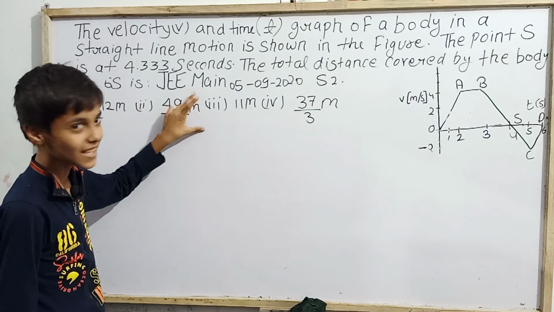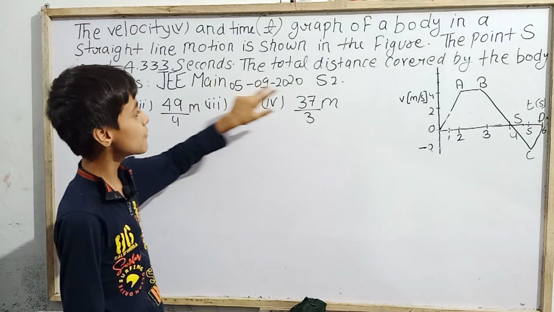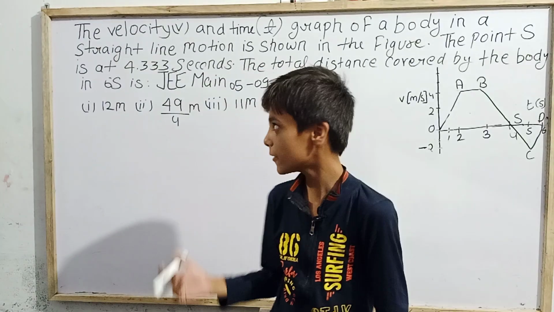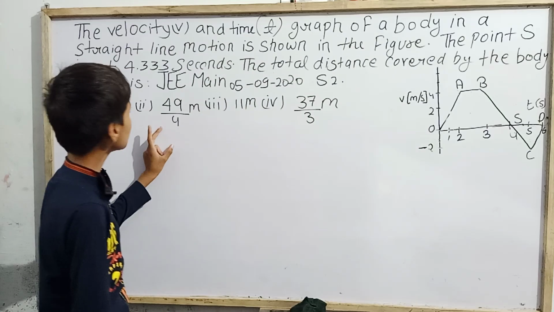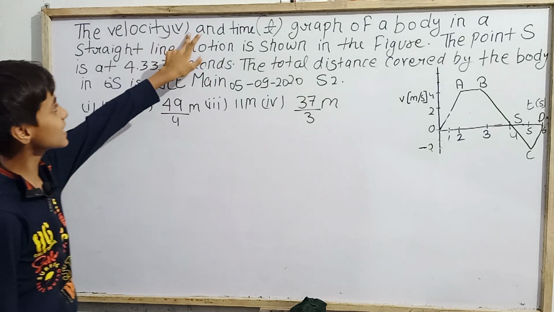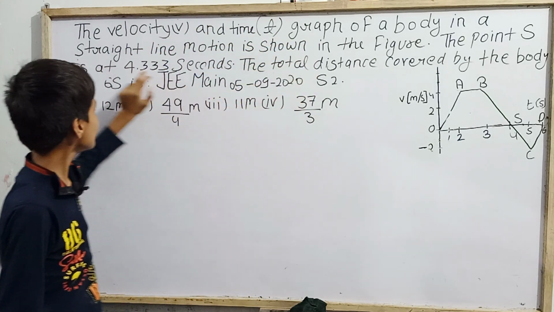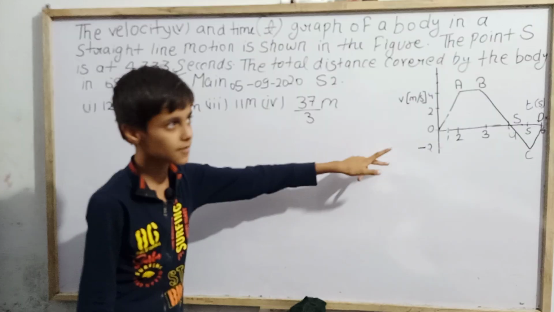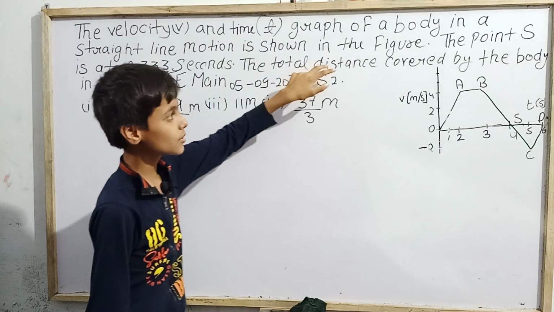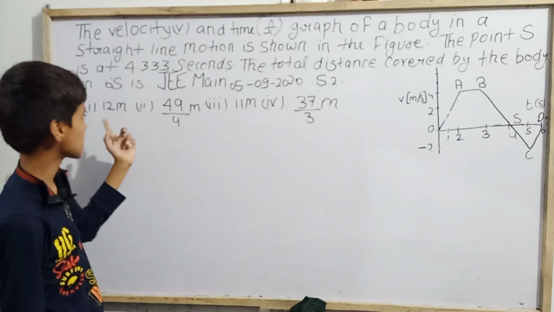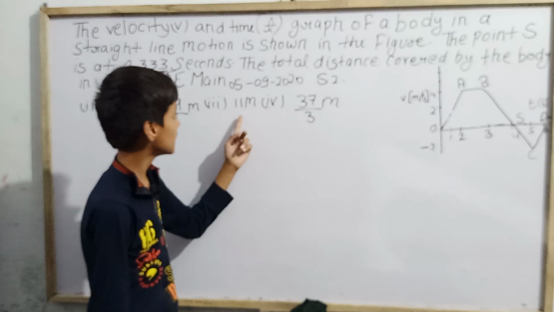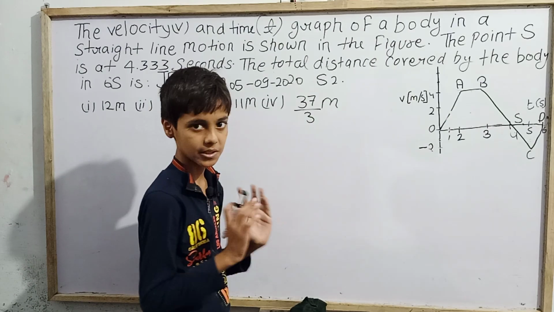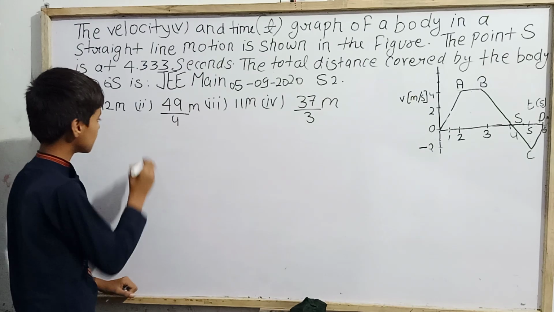So today our question was asked in JEE Mains on 5/9/2020 in the second shift. We are going to solve this question, which was asked this year in the JEE Main question paper. The question says that the velocity v and time t graph of a body in straight line motion is shown in the figure. The point S is at 4.333 seconds, and the total distance covered by the body in 6 seconds is: 12 meters, 49 by 4 meters, 11 meters, or 37 by 3 meters. Those are our options. So now from here we'll begin our solution.